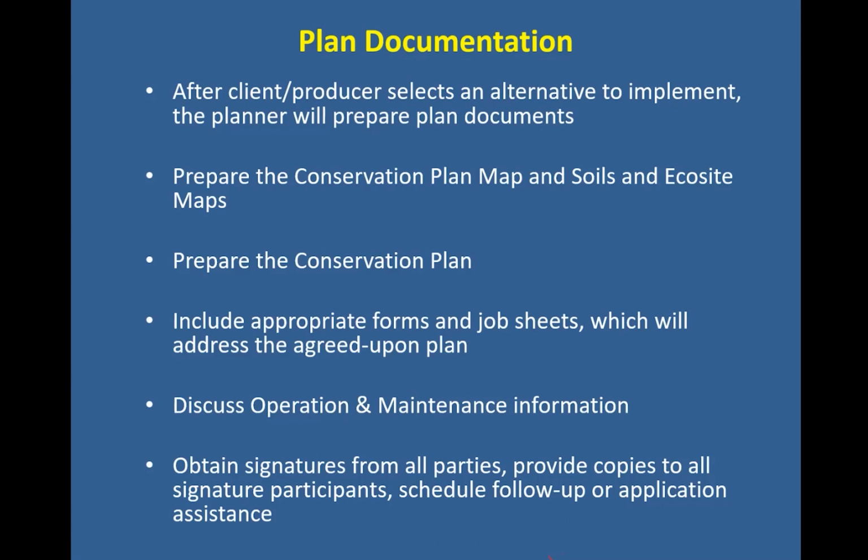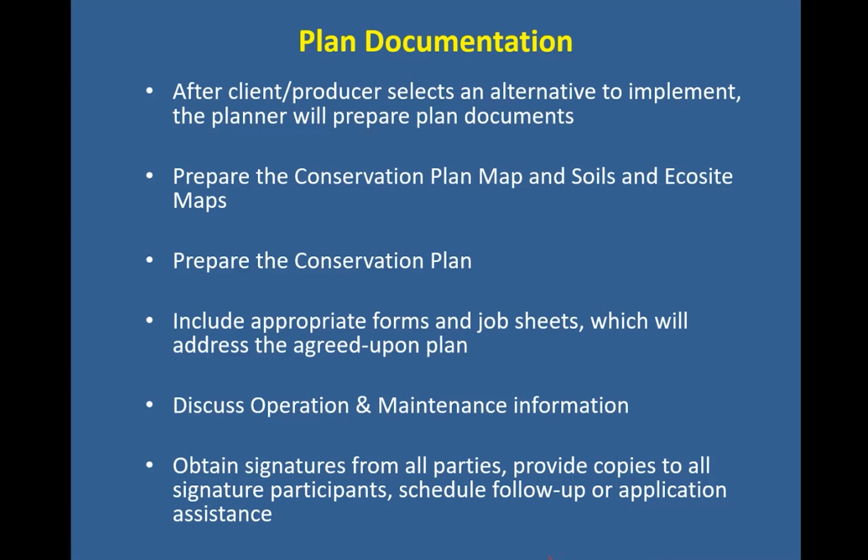It's a job sheet. That's what tells you this is how you're going to build a fence. It'll have sketches, diagrams, for example, on a fence, how wide to do the H-brace, the wire spacing. It will have all of that. That's all part of that conservation plan. And then, of course, we're going to discuss operation and maintenance.